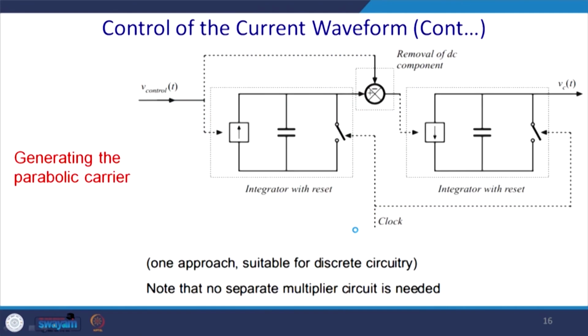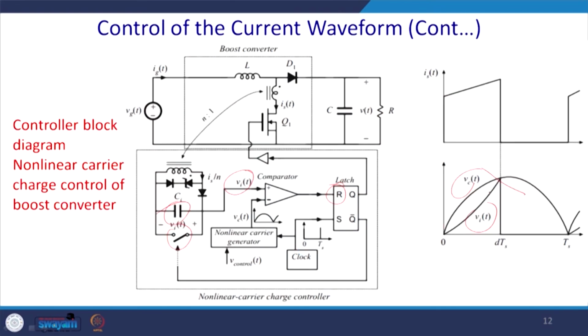So, what we can say is that this is the overall part; this is the integrator reset, a current source coming from this coupling inductor and the capacitor, and this is V control, which will be reflected as a current source. Once the capacitor is saturated, this will be reset. This is the average current mode control, for generation of the parabolic carrier wave, because you can see that this is the parabolic carrier wave.